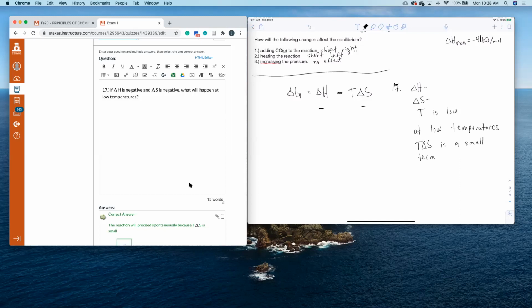you can imagine in the extreme case, where the temperature is close to absolute zero, then the T delta S term just gets really, really small. And so this part here, which is a positive number, the magnitude is small at low temps. And so you expect delta H dominates at low temperatures.